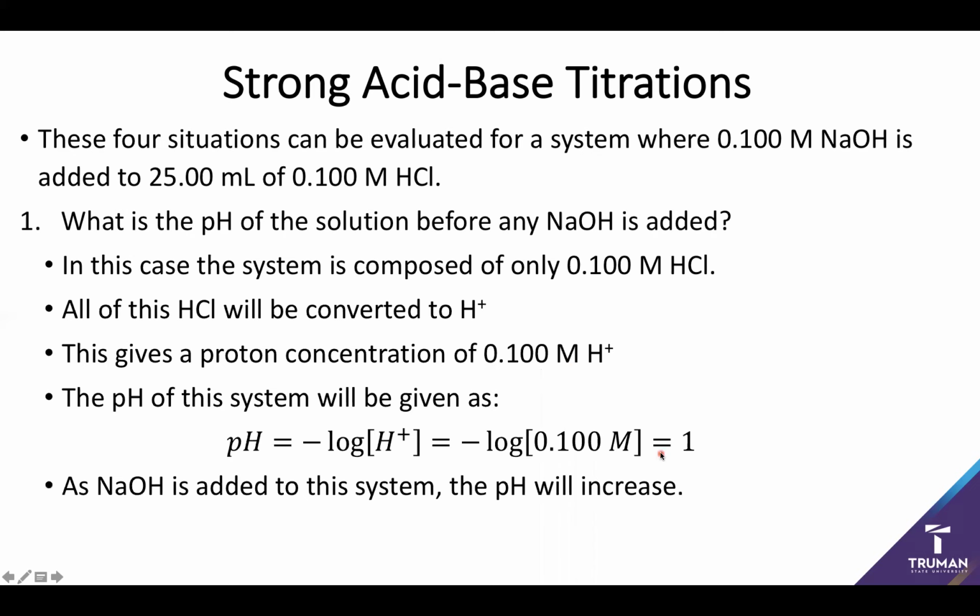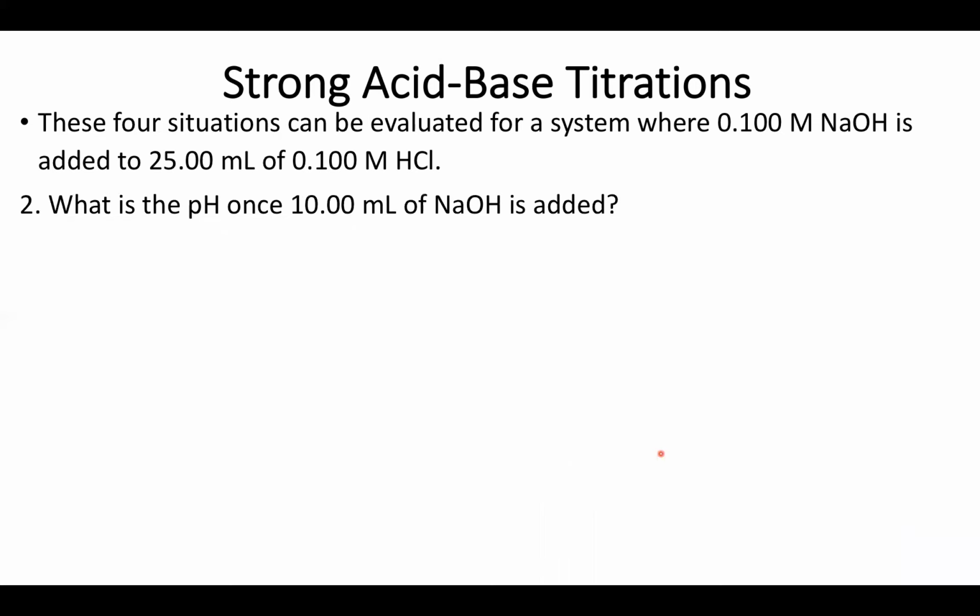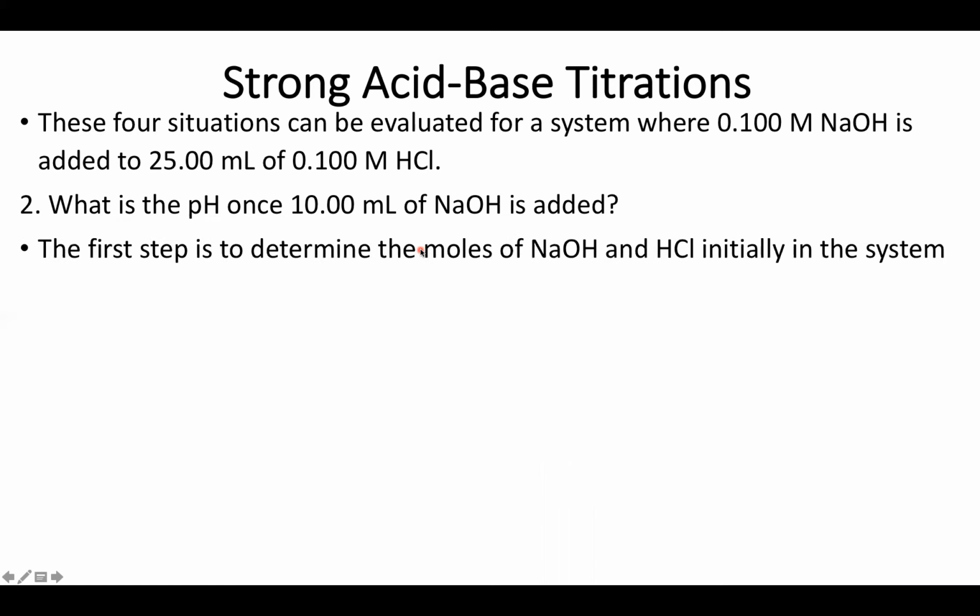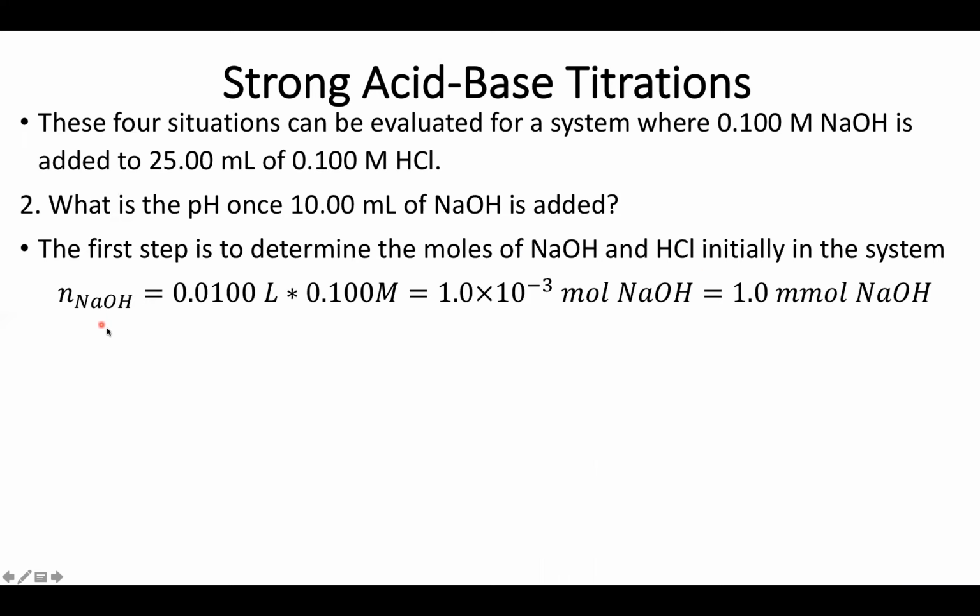So what we're going to do is use this as our starting point. We're going to start with a pH of 1, and as I add sodium hydroxide, we're going to watch that pH increase. So let's go ahead and see what happens if I add 10 milliliters of sodium hydroxide. Before I do anything else, I have to figure out how my sodium hydroxide and HCl will interact. To do that, I need to know how many moles of my base and my acid I have in the system. I can get the moles of my base simply by doing volume times molarity.